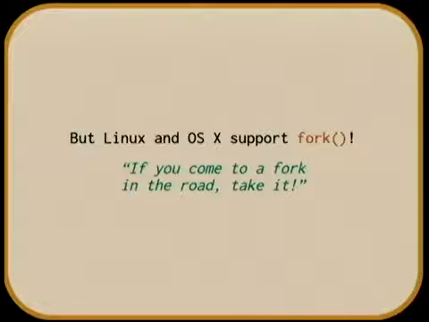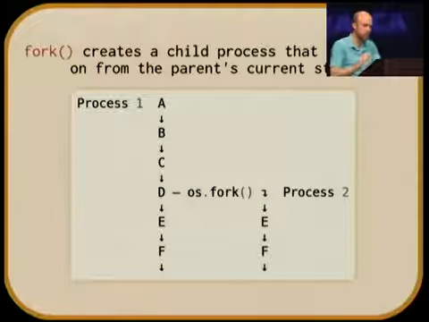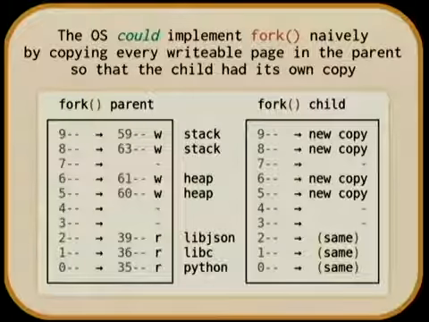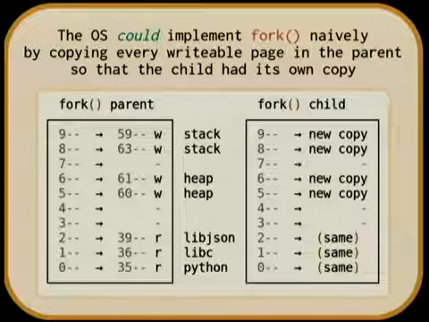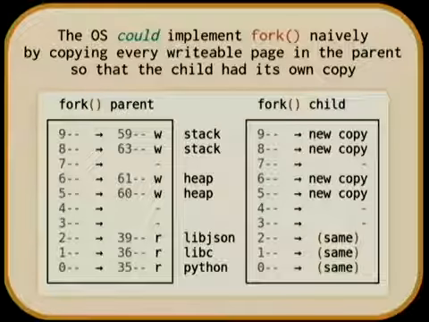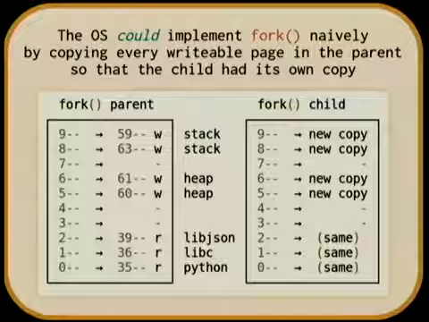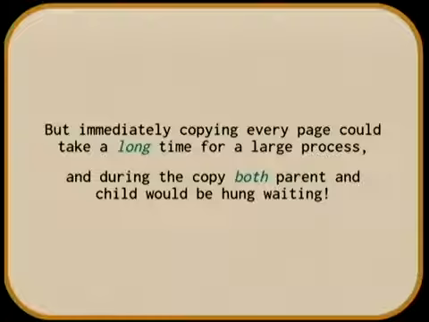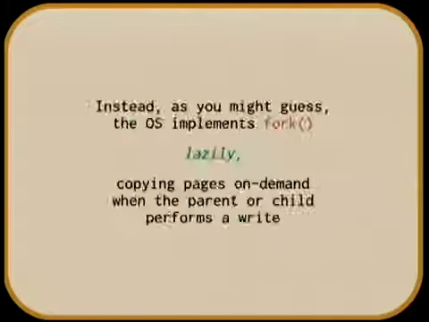The idea of fork is that you come to a fork in the road and take both forks, creating 2 processes that act as though they went through all of the same initialization code up to the moment of the fork, a child process that continues from the parent state. Now the OS could implement fork naively, because now the child has a life of its own and might make different decisions, by making a complete copy of all of the child's RAM. But immediately copying every page could take a long time for a large process, and during the copy, both parent and child process would be hung, waiting.